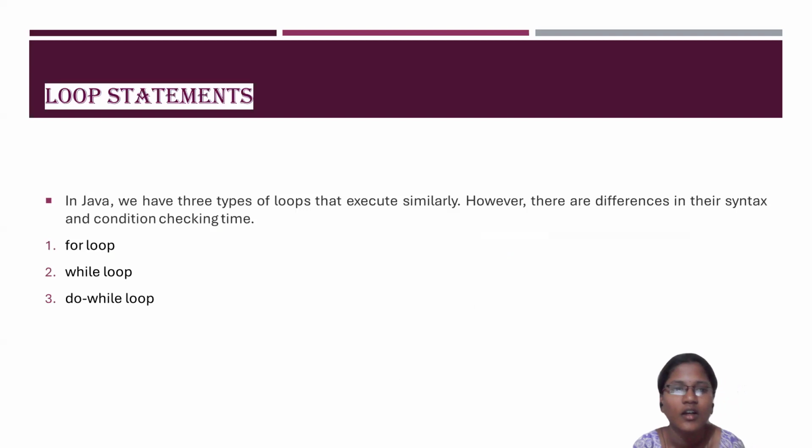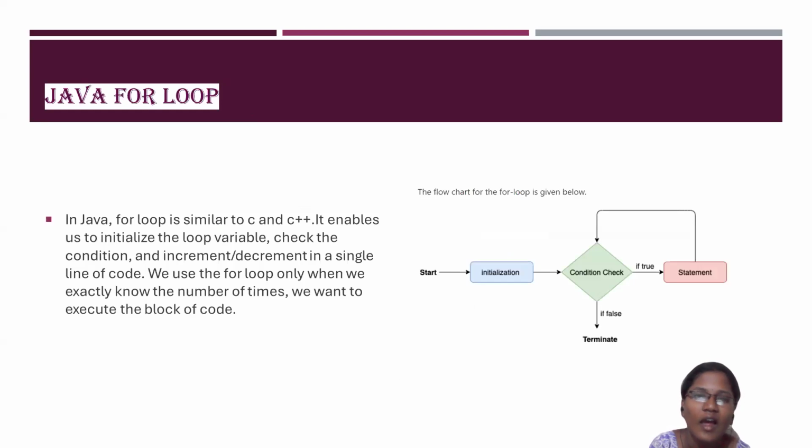Next, looping statements. In Java, there are four types of looping statements. These are for loop, for each loop, while loop, and do while loop. Let us discuss the for loop first. It is similar to a for loop in C and C++. The for loop is used to initialize the variable, check the condition, and increment or decrement the variable in a single line of code.